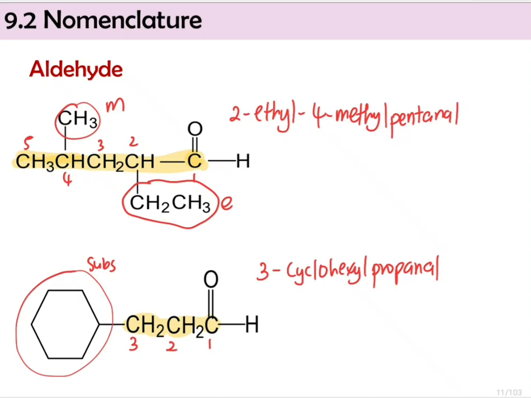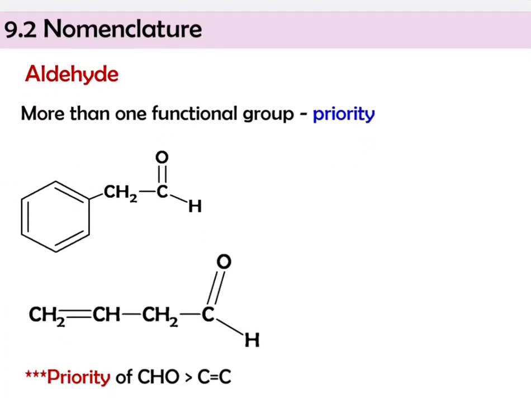Jadi untuk aldehyde ni, awak tak perlu mention nombor untuk C double bond O. Because apa-apa keadaan pun aldehyde mesti nombor 1 untuk C double bond OH, sebab dia duduk dekat hujung. Jadi untuk aldehyde, kita tak perlu mention the number of position for C double bond O. Jadi kita pergi kepada kes yang seterusnya.